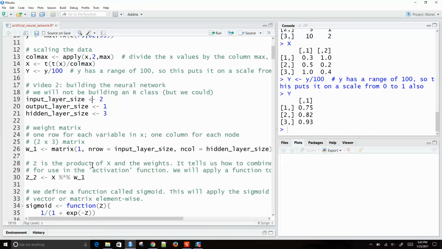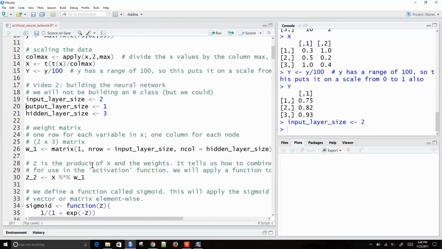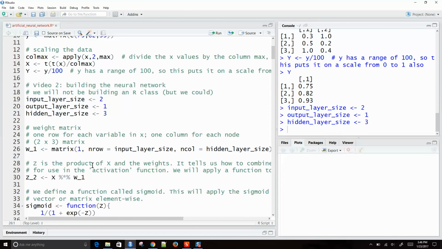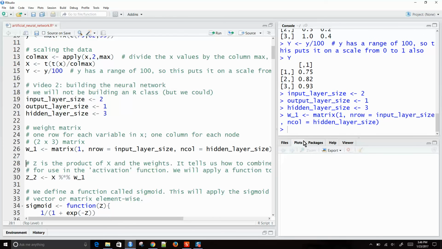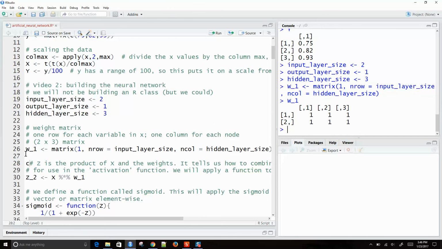Instead of using actual numbers, say we have 2 in our input layer and 1 in our output layer and 3 in our hidden layer, we're going to just use variables. That way, if you need to modify your network, you can reuse the same code and just change the numbers here rather than searching for every 2 and every 1 and every 3. Okay, so our weight matrix, right now I'm just filling it with 1s, and then we'll do the same thing.